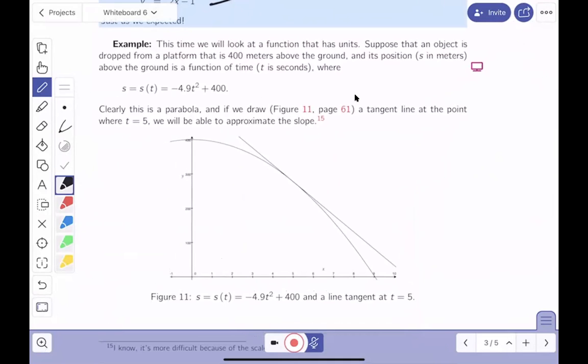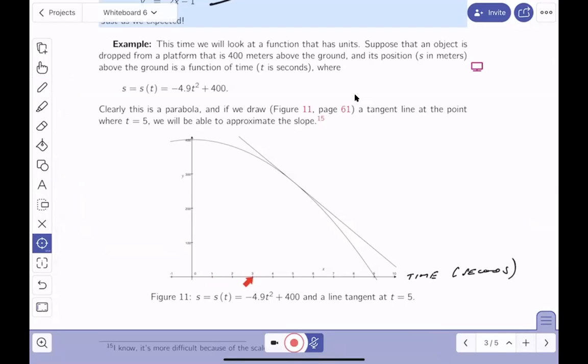So I'm looking at this, and it says this time we'll look at a function that has units on it. Well, before you had no units. Suppose an object is dropped from a platform 400 meters above the ground, with its position s in meters above the ground and t in seconds. It appears that this is time, and the unit of time is seconds. So 1 second, 2 seconds, 3 seconds, 4 seconds, 5 seconds. You get the idea. These are all seconds. And what's over here? This looks like a distance problem, and these are in meters.